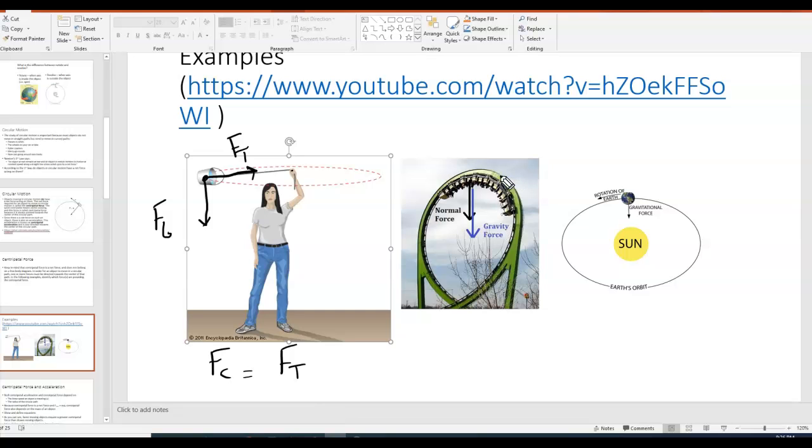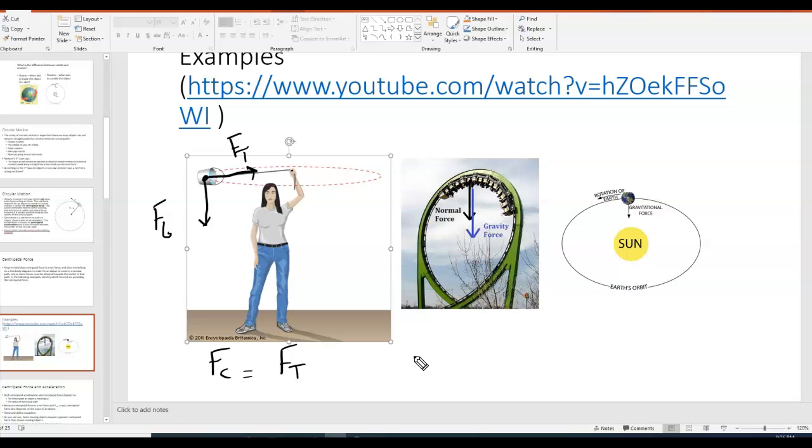Look at this roller coaster. When the roller coaster is upside down, notice they kind of did a free body diagram already. There's two arrows going down, one for gravity and one for the normal force. You might ask, why is the normal force going down and not up? Well, that's because the surface is upside down. Remember, you always have a normal force when you have a surface. In this case, because they're upside down, the normal force is also upside down.